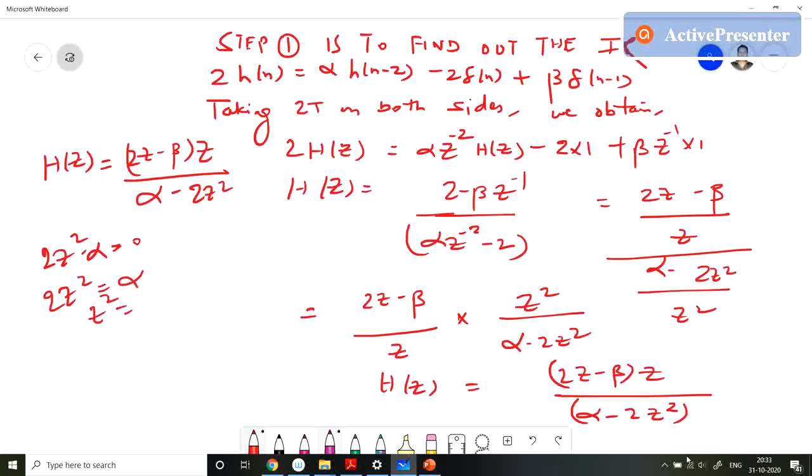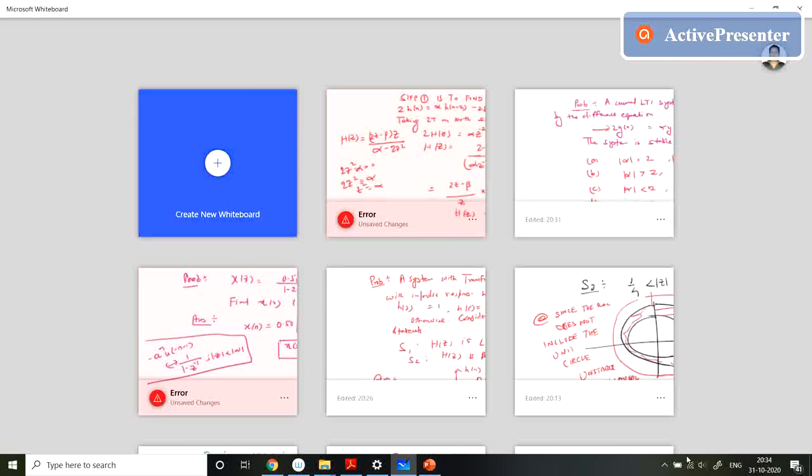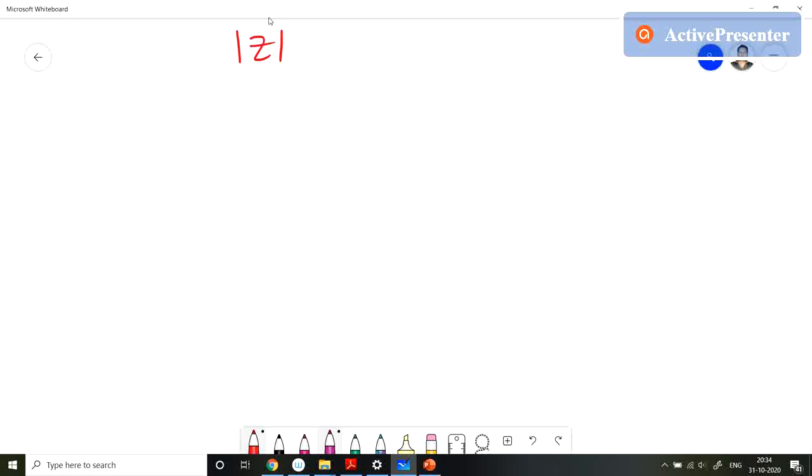So z square is equal to alpha by 2. So z is equal to plus minus under root alpha by 2. So modulus of z is equal to modulus of alpha by 2. So this is the pole. And for stability, if the system is stable, then modulus of z should be less than 1, meaning modulus of alpha by 2 should be less than 1, meaning alpha is less than 2.